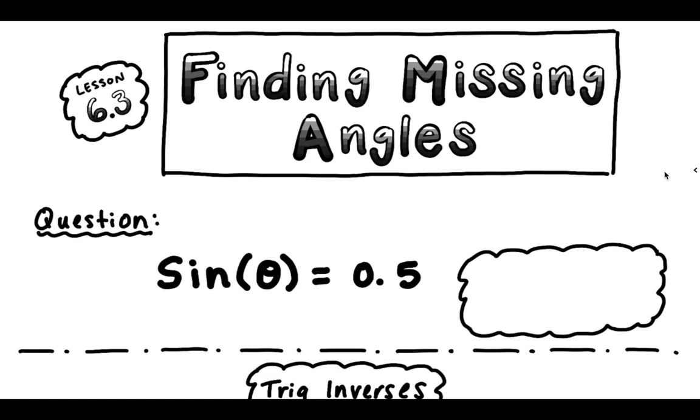How would you solve this equation for theta? So if I'm solving, that means I'm trying to get theta by itself. In order to get theta by itself, I need to get rid of sine somehow. Sine is there and it's kind of annoying. So really our question is, how do we get rid of sine?